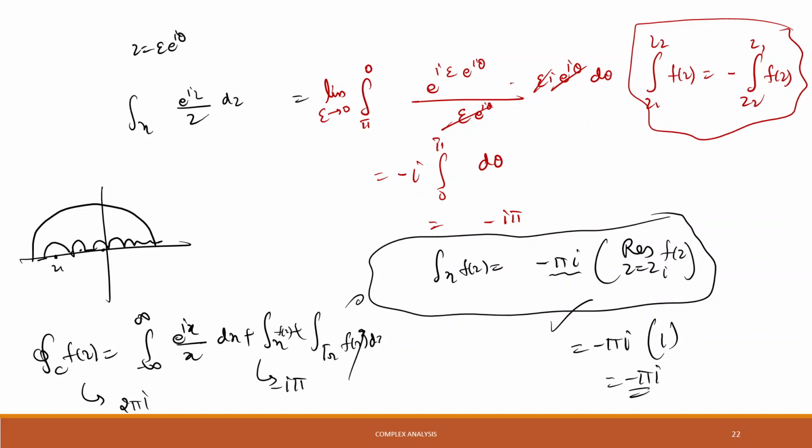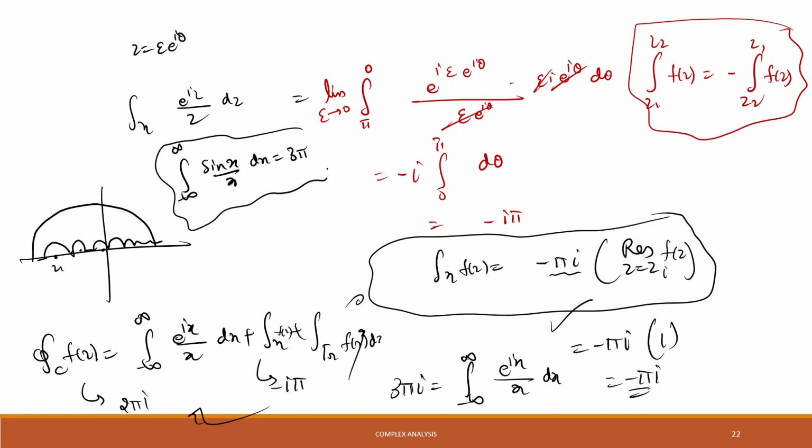I think there is some mistake yet, I need to find out. On making this here, we will get 3 pi I equal to the integration from minus infinity to infinity of e to the power iota x upon x dx. Now on taking the imaginary part, we will get the integral of sine x by x from minus infinity to infinity dx is 3 pi, but it should not be the answer. It should be pi. I need to check where I have made a mistake.